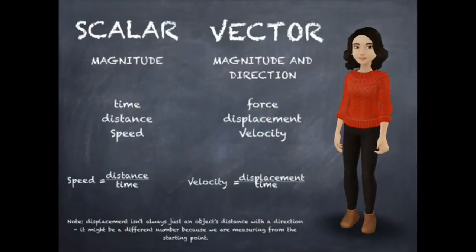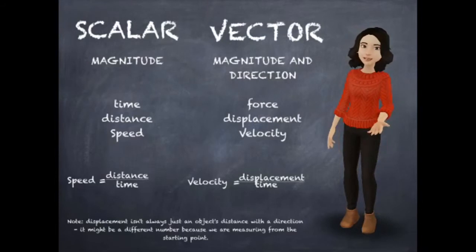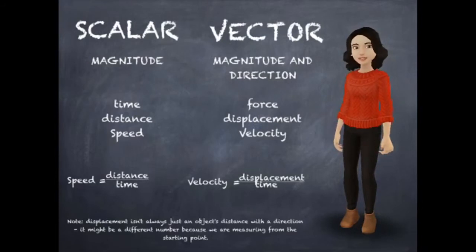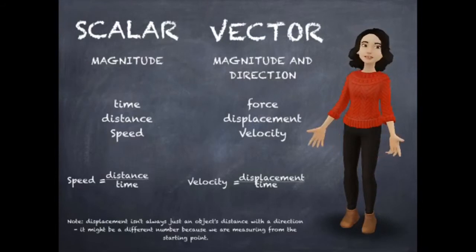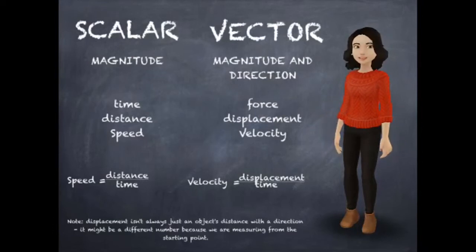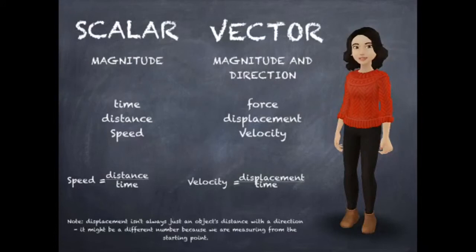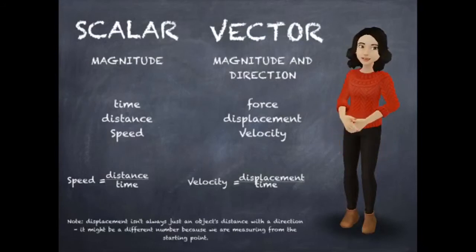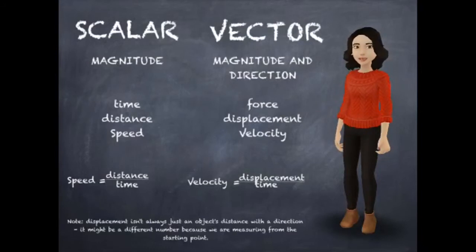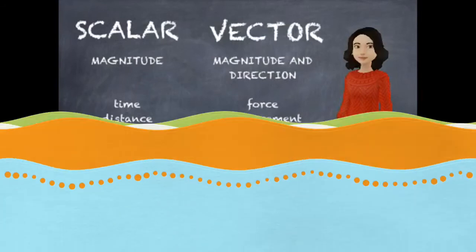So in review, the difference between scalar and vector is that scalar includes magnitude, where vector is magnitude and direction. Some examples for scalar are time, distance, and speed. Some examples for vector are force, displacement, and velocity. Remember that speed is equal to distance over time, and velocity is equal to displacement over time.